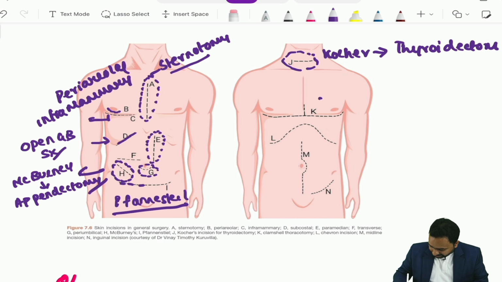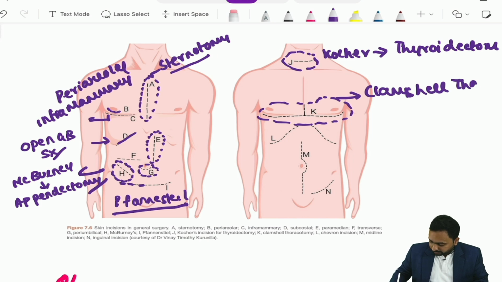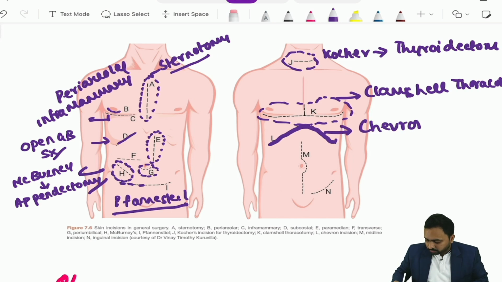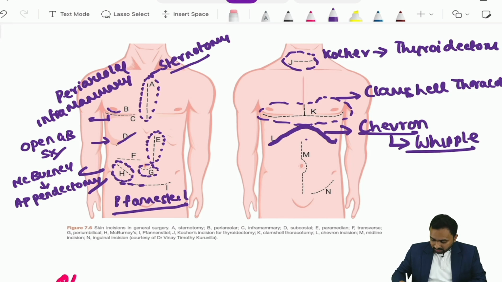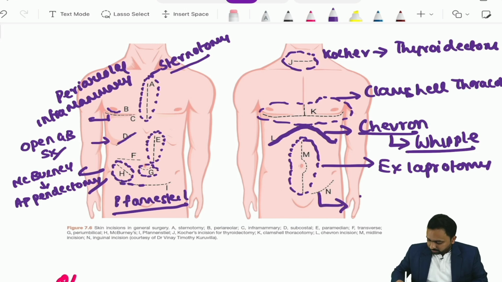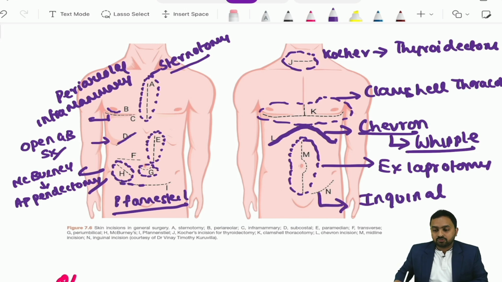Then you have your clamshell thoracotomy incision, which is defined as a K. So this is your clamshell thoracotomy incision. Then you have your L. This is your chevron or a rooftop incision, which is often used for your Whipple's procedure. Then you have your midline incision. So this midline incision is used in your emergency laparotomy, and you have your inguinal incision, which is used in your repair of your inguinal hernia.